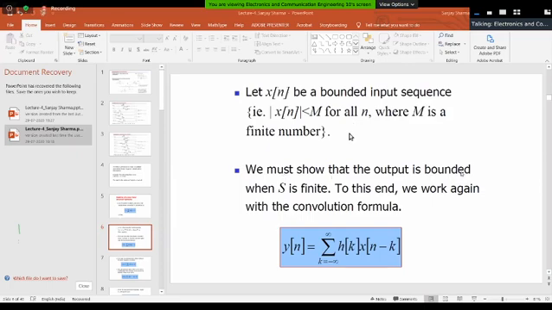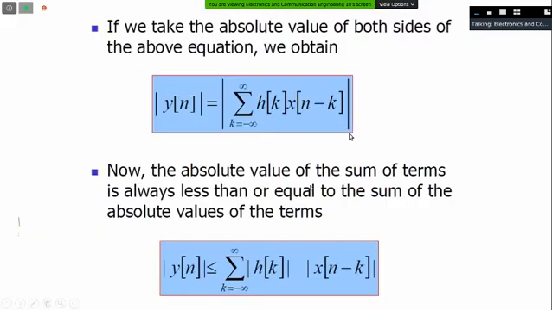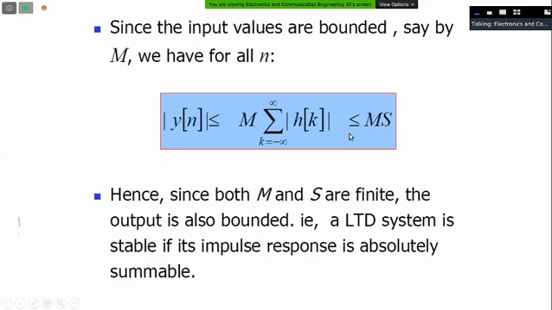Now we must show that the output is also bounded. If the input is bounded, we must show that the output is also bounded. Then only we can say that the system is a stable system. Let's take one or two examples. I will come to the example straight away.